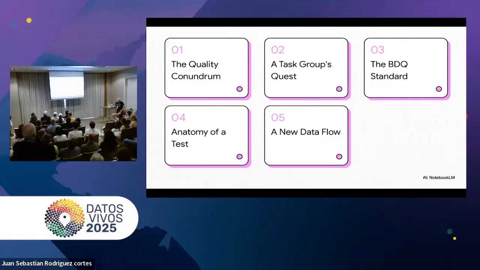We'll kick things off with the problem itself, what I'm calling the quality conundrum. Then we'll follow the task group's quest to solve it. After that, we'll properly introduce the BDQ standard, pull apart one of its tests to see how it works, and finally, look at how this could create a whole new data flow for our entire community.